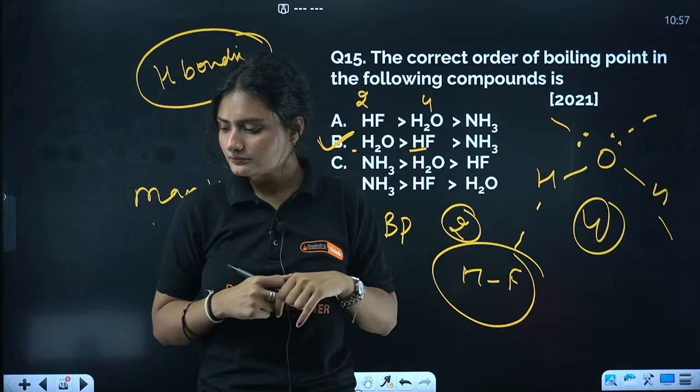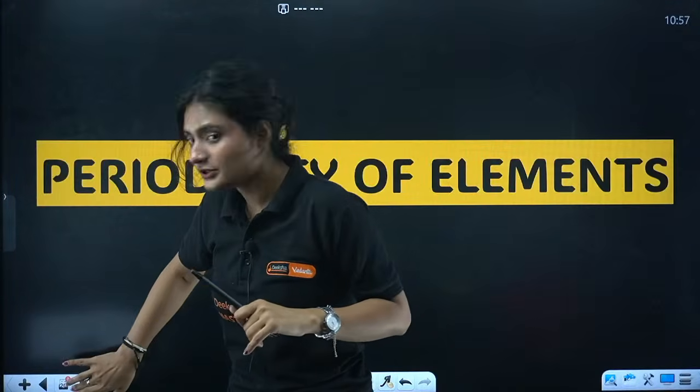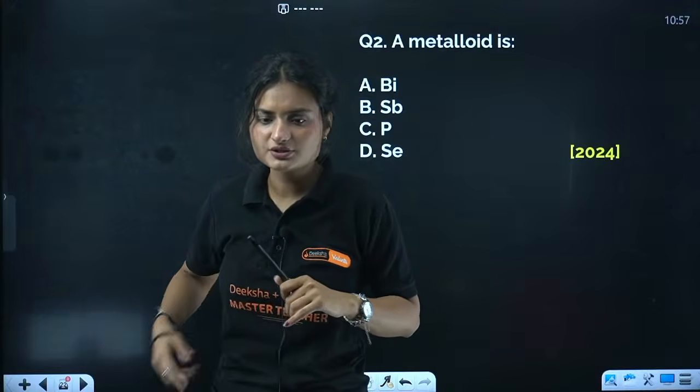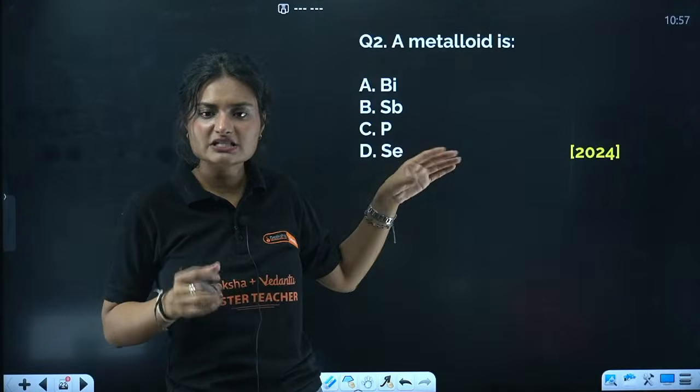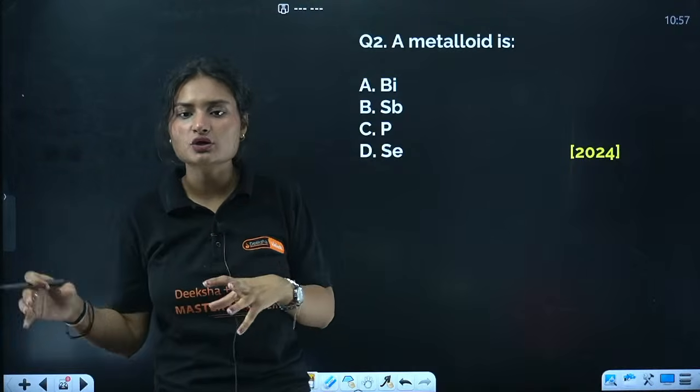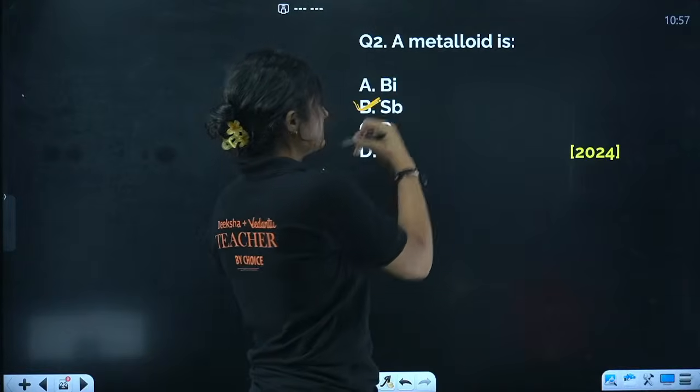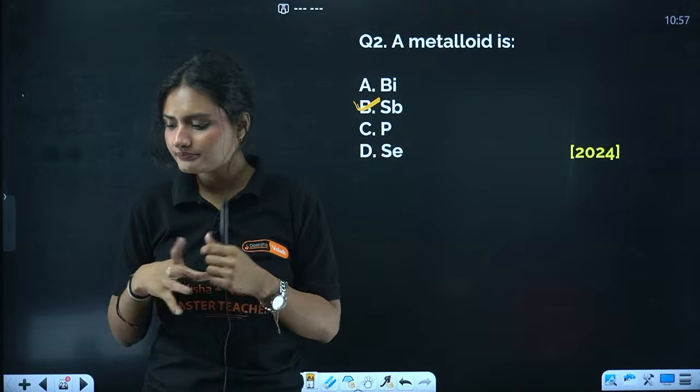Now let's move on to periodicity questions. We have done this question. Metalloid means having properties of both metals and non-metals, and that is antimony.